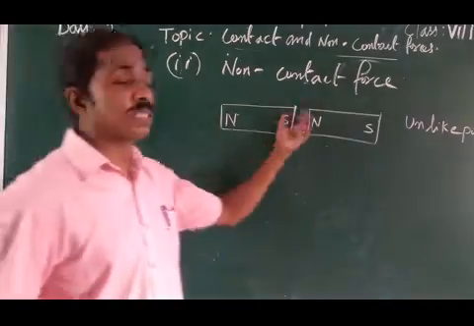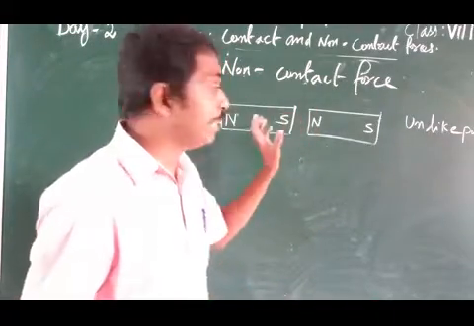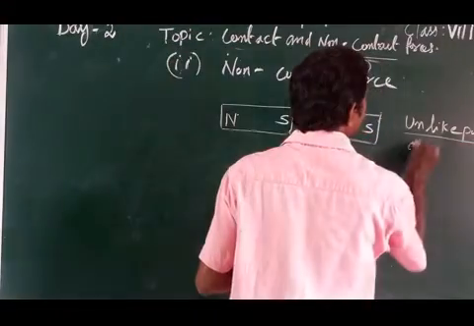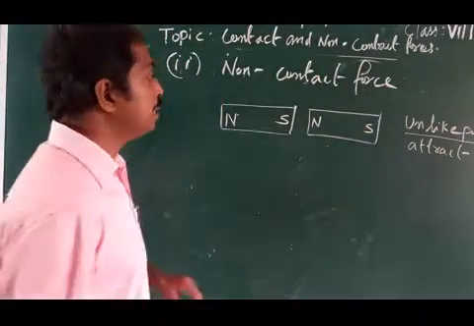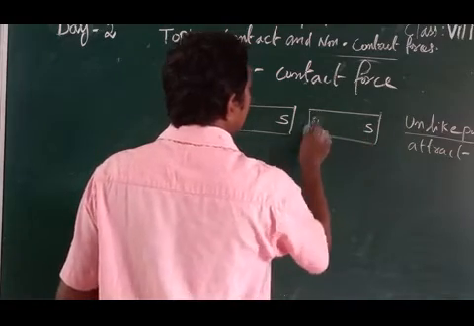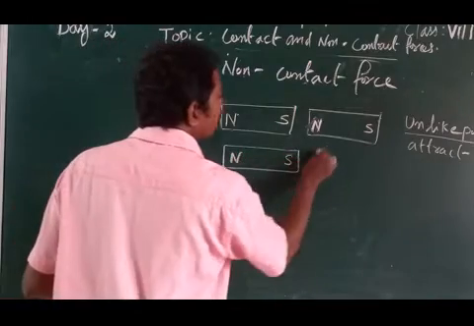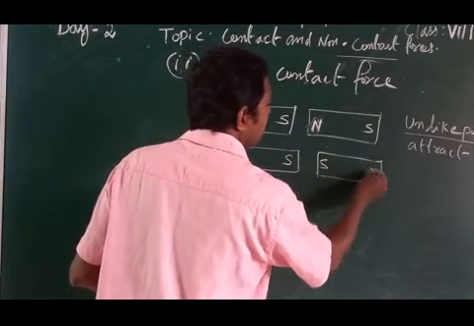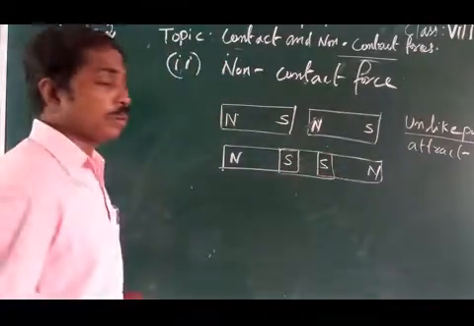Poles, P-O-L-E. When facing, what will happen? When bringing one magnet nearby another magnet, what will happen? If it is unlike poles, what will happen? They attract. If it is like poles, for example, this is north, then below I will draw, then you will understand the difference. North, south, and similarly here opposite, north, south. Here what happened? Like poles.